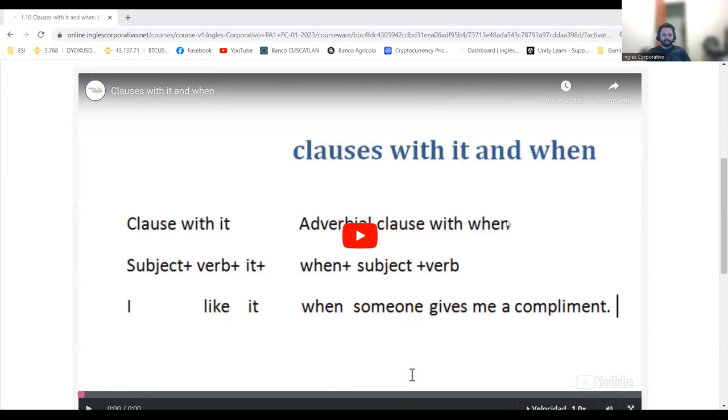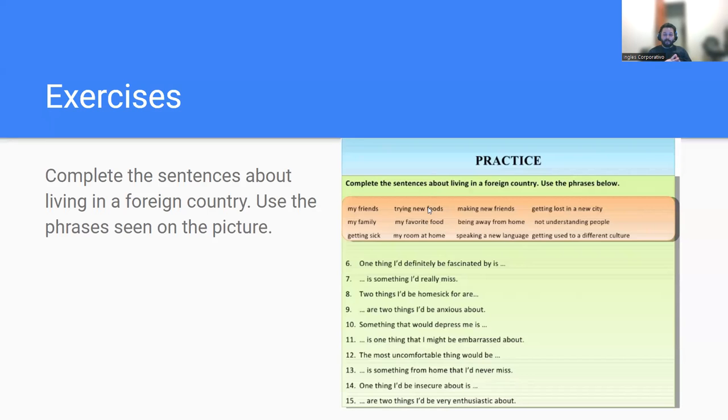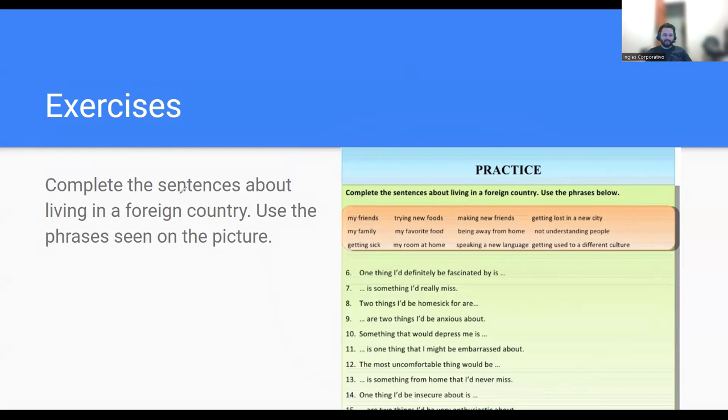So let's go back here. All right, so I want everybody, guys, to take a screenshot, or you know what? Let me take a screenshot of myself and I'll send this to the group, okay? What I want you to do, guys, is to work on this part right here. I want you to practice completing the sentences about living in a foreign country using phrases seen on the picture, right? This is the picture. This is the whole picture. These are the phrases, right?